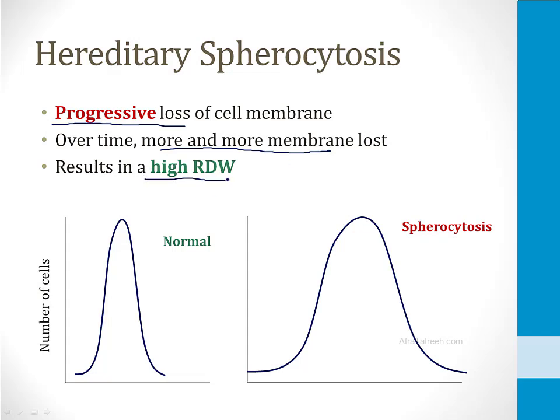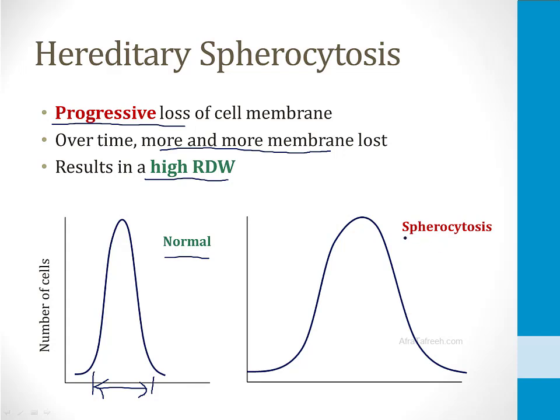So let's talk about what the RDW is. RDW is the red cell distribution width, and normally it is pretty narrow, as shown in this picture here. In other words, you have some small red cells, some large cells, but their sizes don't distribute that much. They're relatively close in size from the smallest to the largest.